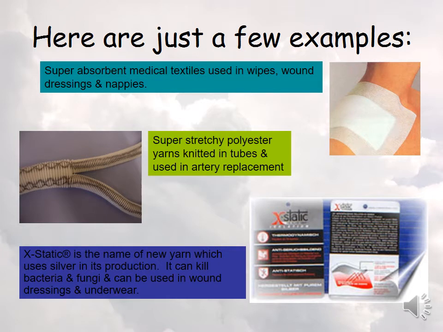And here you can see some pictures. Okay, so top right hand side you've got an example of a medical textile there, used as a dressing, which is super absorbent. On the left hand side there you've got a knitted stretchy yarn that is used amazingly as a tube to replace arteries around someone's heart if they've had heart disease. And in the bottom right hand side there you've got a special yarn, thread that is, that uses silver in its production. So silver is wound into the thread and then products are made with it, and it can actually kill bacteria and fungi, so it stops wounds getting infected and it helps to keep underwear hygienic.